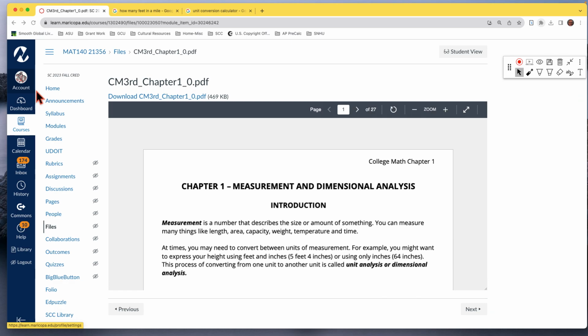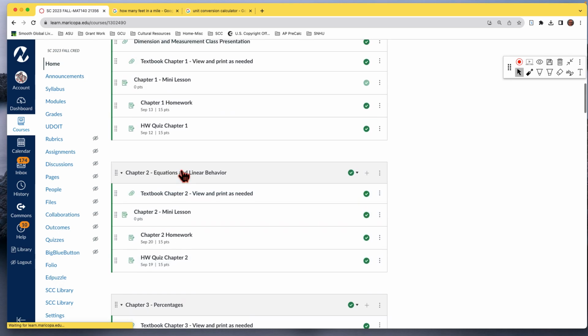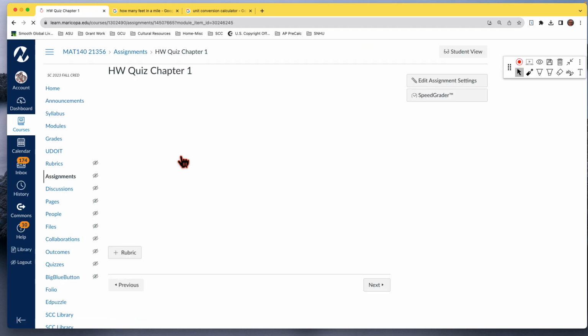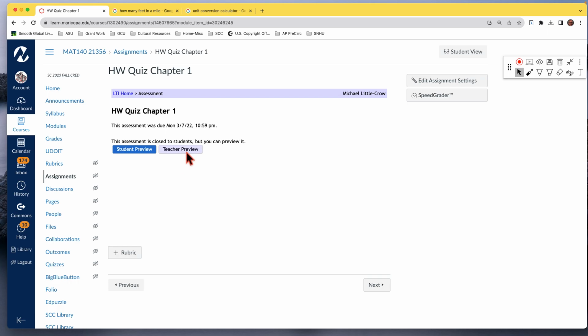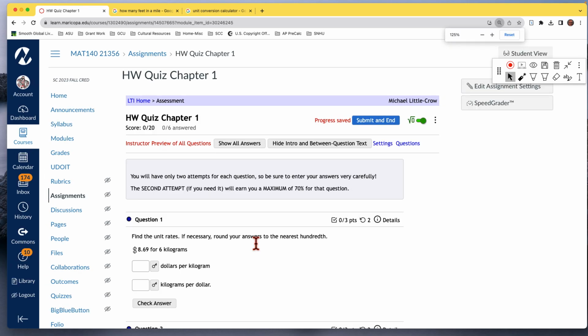And I think most of what we're going to be doing is right here. So let me go to Chapter 1. So we'll go to the Chapter 1 quiz. And if you want to follow along with yours, you can, but it might be a little confusing because your numbers are going to be different than mine. I will reset it. And I'll just go for a teacher preview. Let me make it a little bit bigger.